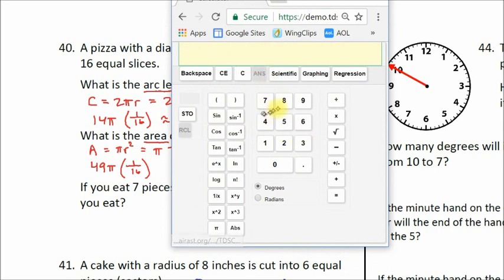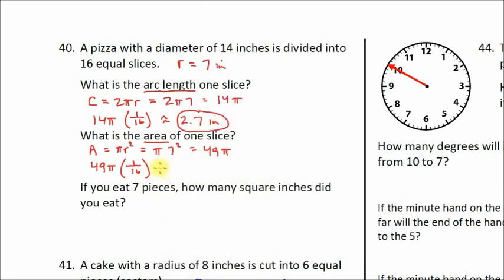So we've got 49 pi, and then we want 1/16 of that. My calculator allows me to not put the multiplication sign. If I don't put it in, it assumes we are multiplying. Your calculator might require you to write 49 times pi times, and then in parentheses 1/16. Just letting you know that. The answer is 9.6 rounded to 1 decimal, so approximately 9.6. And now we're looking at area, so it is inches squared. 9.6 inches squared.